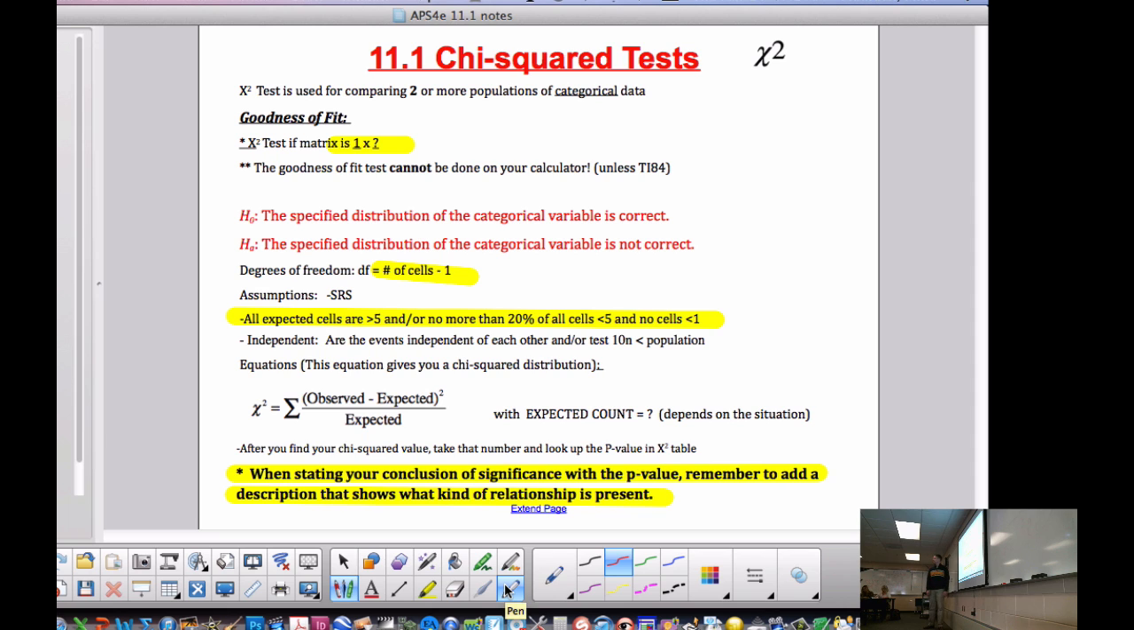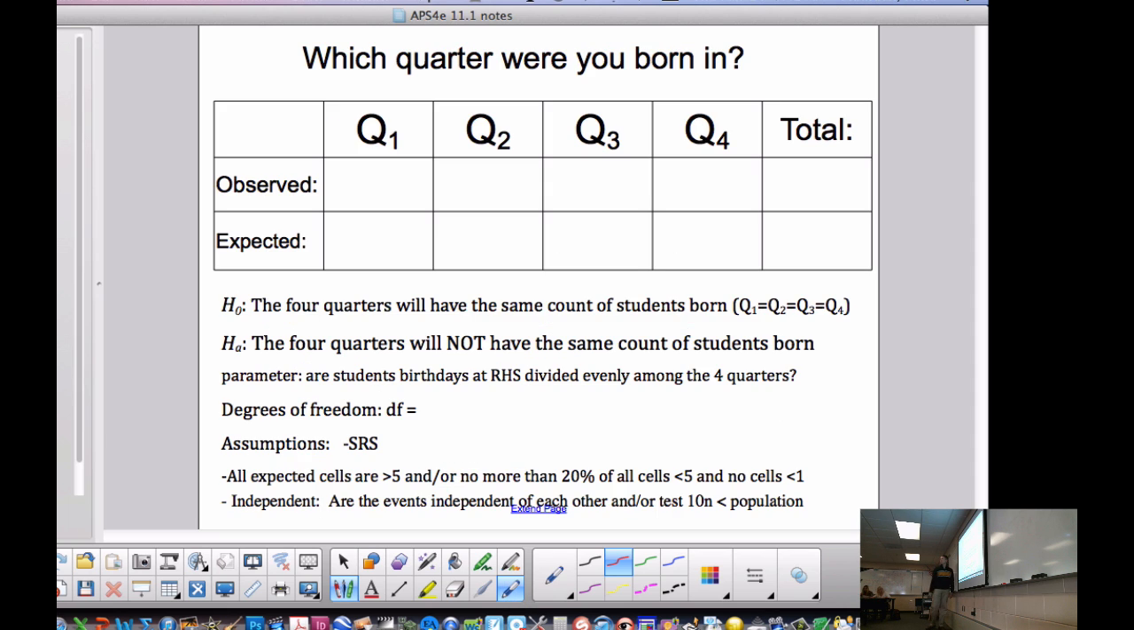Questions on that? Just the generic notes before we do an example? Now, in terms of an example, the book has a good example. You're welcome to write down as I go through the quarters born scenario from our data the other day. Okay, which quarter were you born in? My question is, are students' birthdays here at Rosemont High School evenly distributed among the 4 quarters?